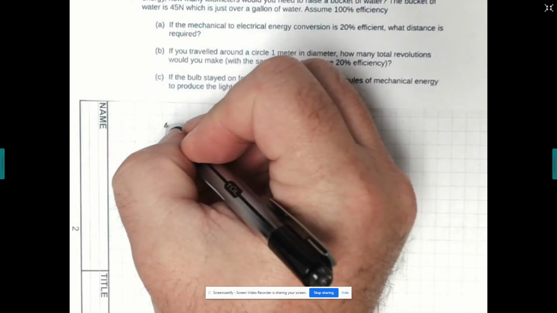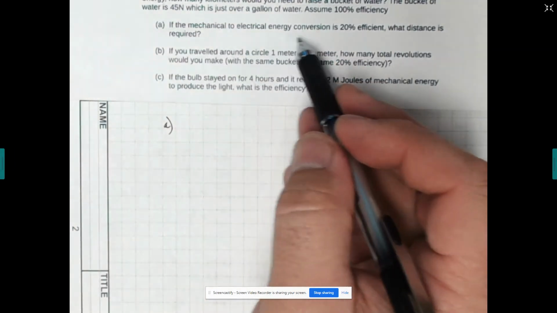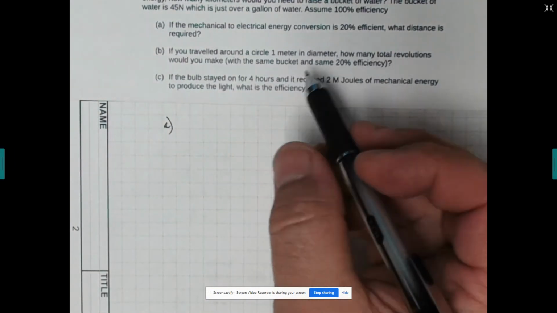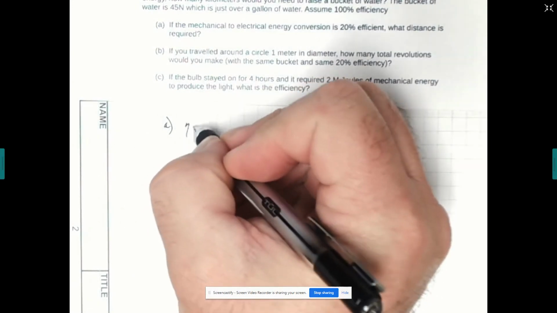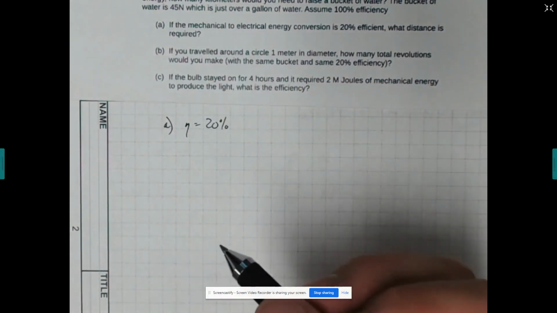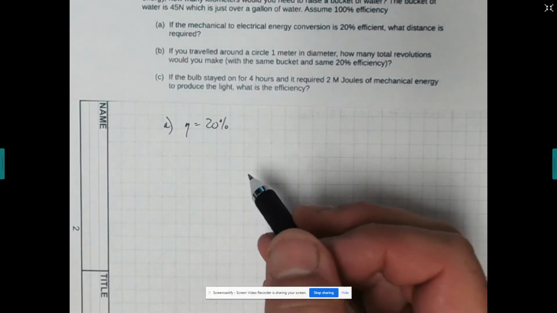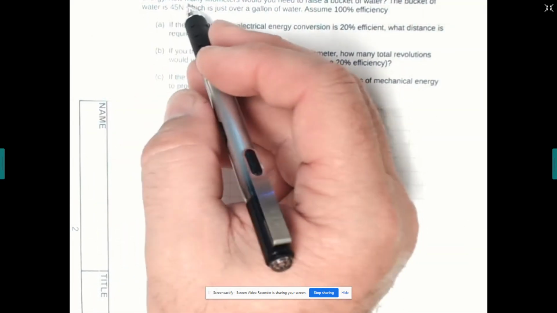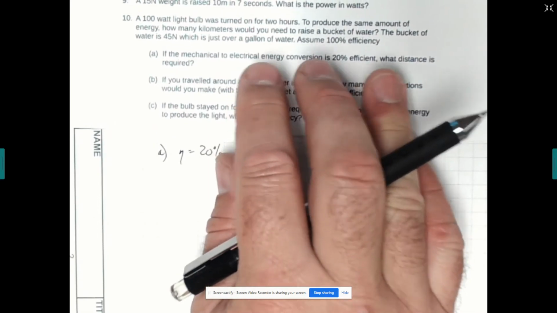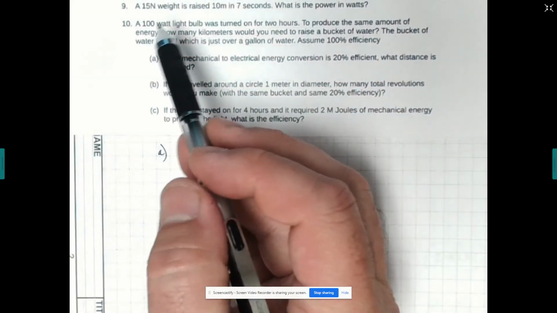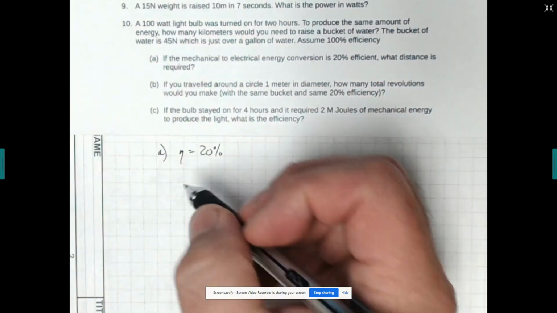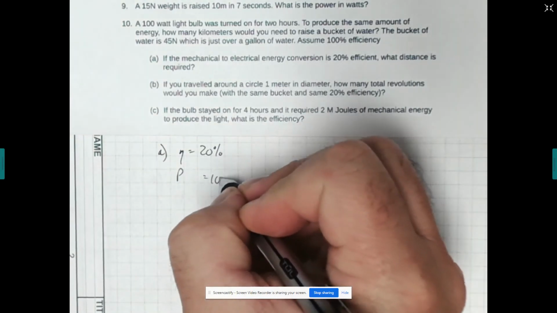All right, let's look at part A. Part A says the mechanical to electrical energy conversion is 20% efficient. What is the distance required? So now we know my efficiency is 20%. We've got to figure out what our mechanical and electrical energy was, right? The power that we had from the light bulb, from the electricity, was 100 watts. So the power was 100 watts.